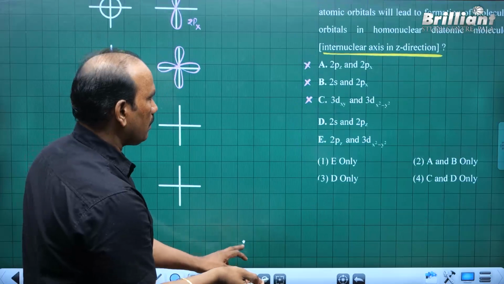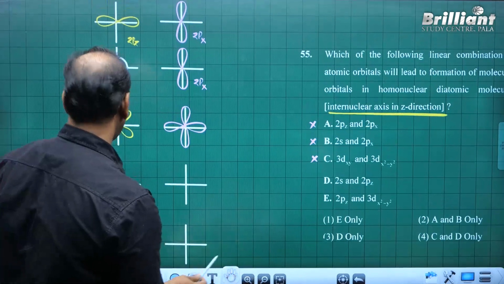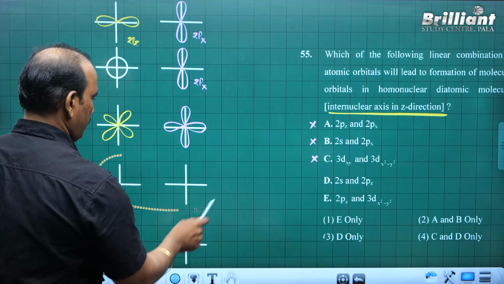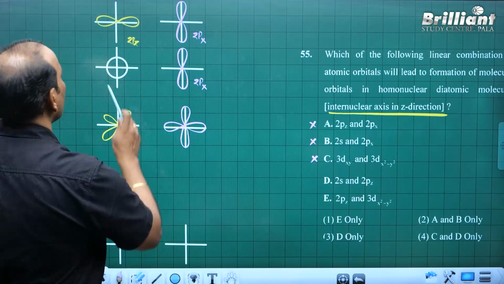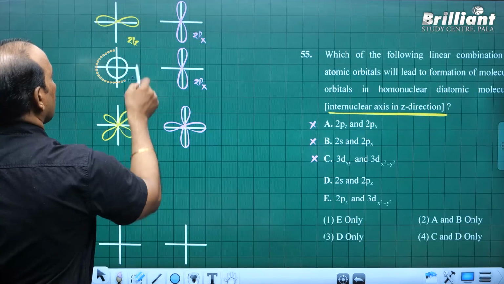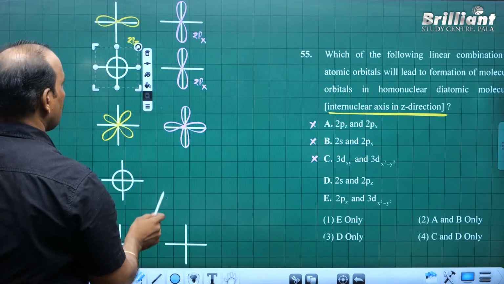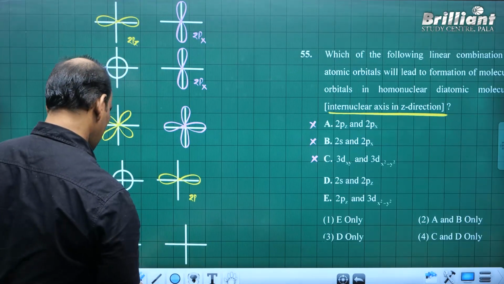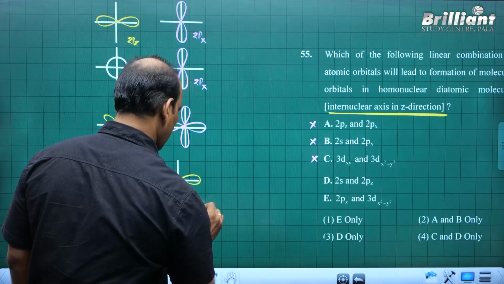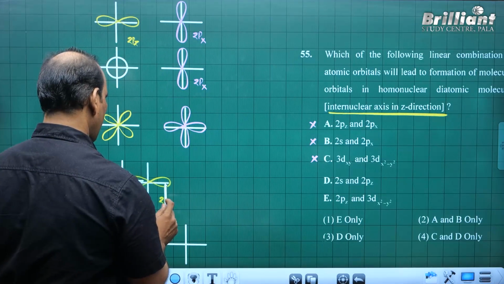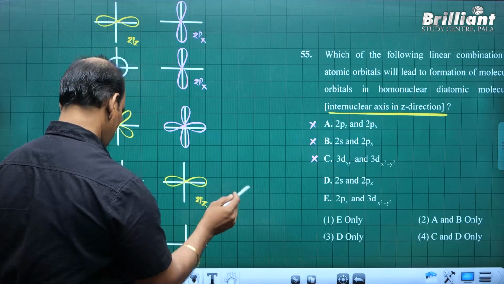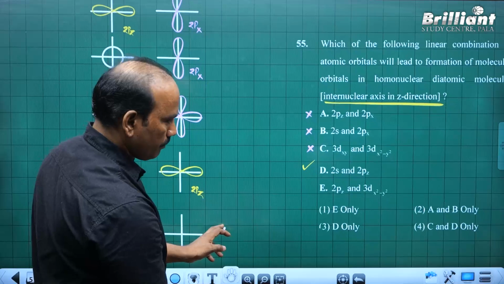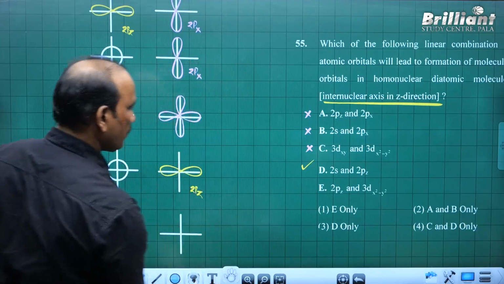Next one is here s and 2pz. So here overlapping, bond is possible. So this is correct. Okay?